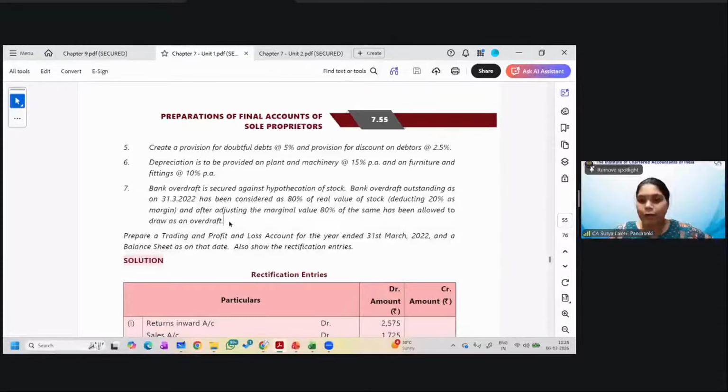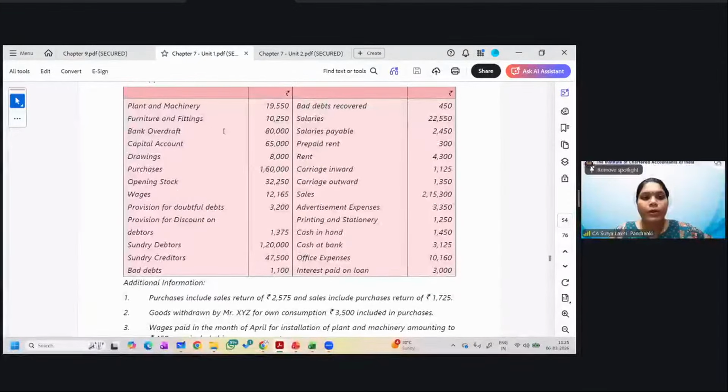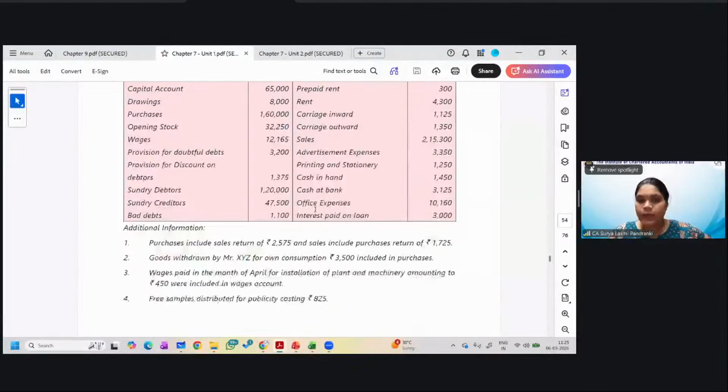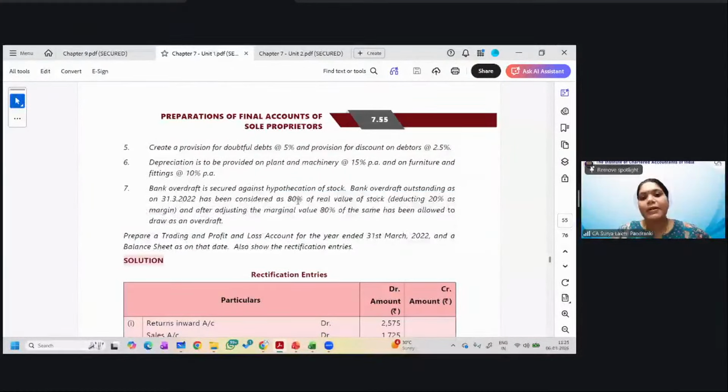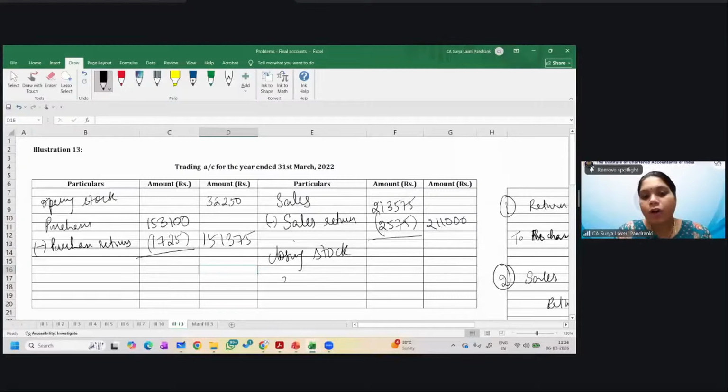You will have to pick the value from here, right? Now, what is the overdraft value? 80,000. And they told that that is 80% of the real value of stock, correct? Which means your closing stock will be 80,000, which is your overdraft, into 100 by 80. That is only 80% of the value is what he told already. So I'm trying to see what is the 100% of the value, right? When 80% of the value is 80,000, what is the value of 100% of the stock? It will be 1 lakh, correct? You just have to cross multiply and do it.